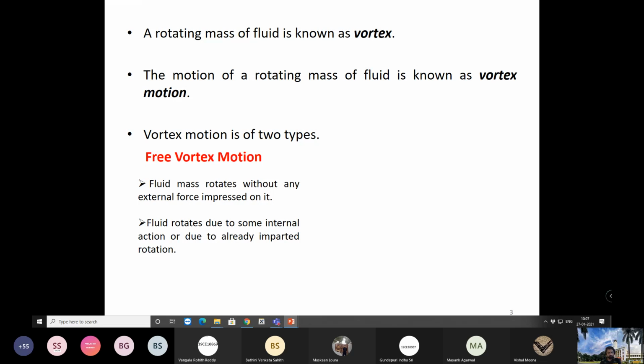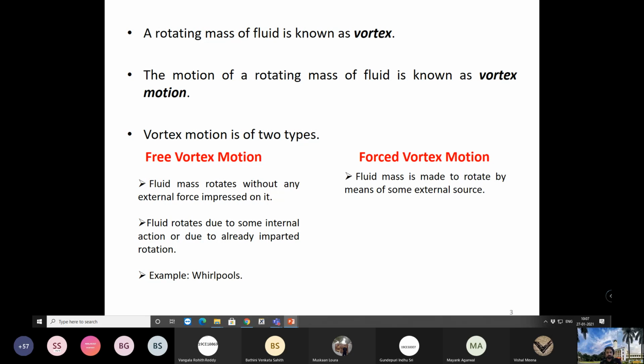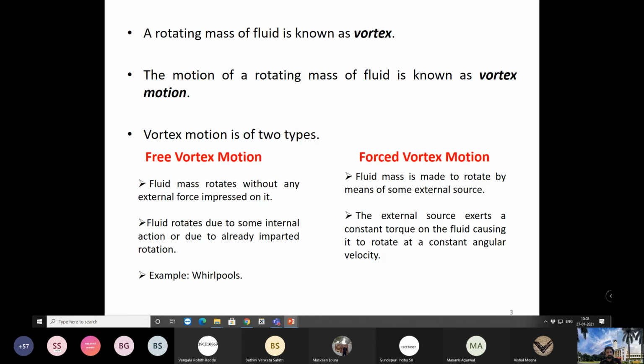So the fluid rotates due to some internal action or due to already imparted rotation. One of the examples of free vortex motion is a whirlpool. What is a forced vortex motion? You see, in free vortex motion, there is no external force, right? But in forced vortex motion, the fluid mass is made to rotate by means of some external source. The external source exerts a constant torque on the fluid, causing it to rotate at a constant angular velocity. Very simple. An example is a vertical cylinder containing a liquid rotated about its central axis with a constant angular speed.